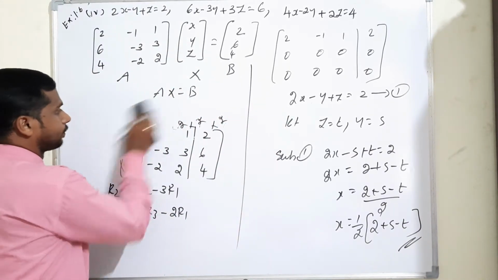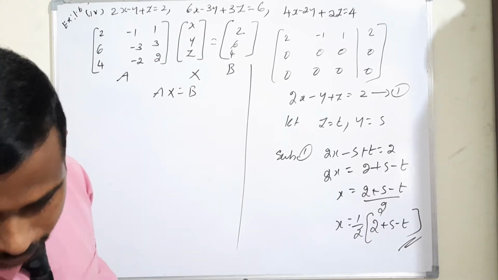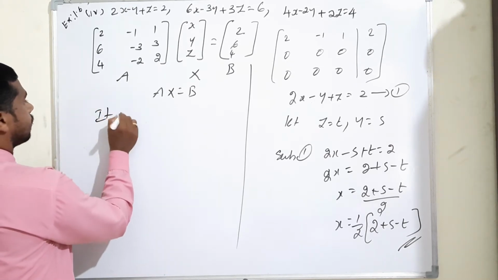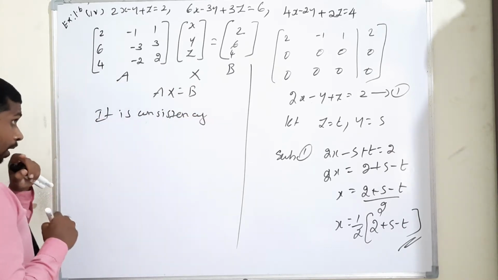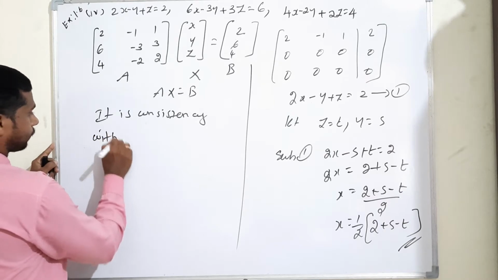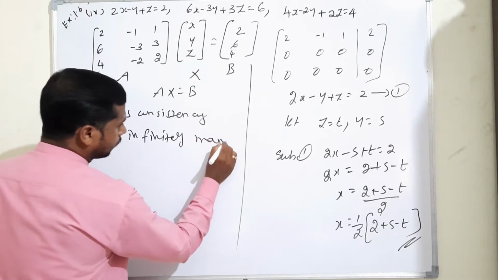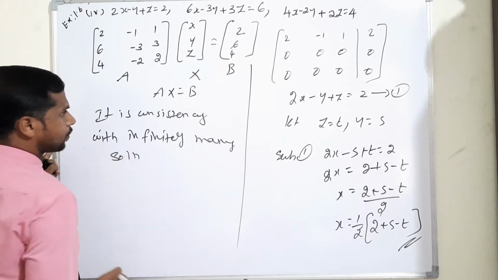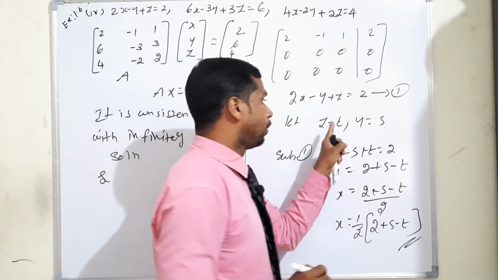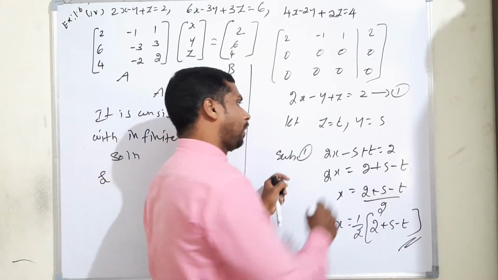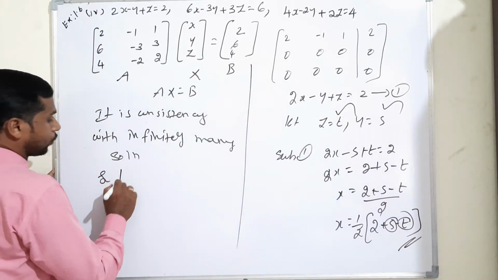What is the final line? It is consistent with infinitely many solutions. So infinitely many solutions, and there are two other important points. How many parameters in the solution? Only one constant means we can say a one parameter solution, but if here we have t and s also, then it is a two parameter family of solutions.